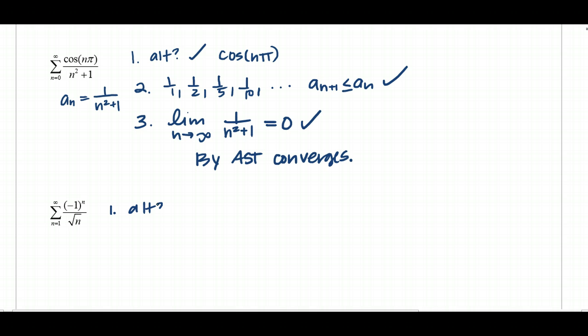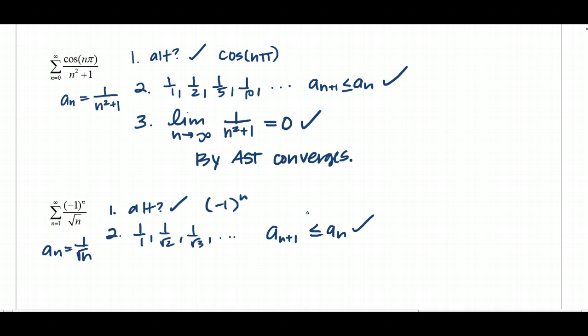So alternating, yes it is. It has this negative 1 to the n term. Two, the general term, so my a sub n is 1 over the square root of n. So we have to decide if these terms are getting smaller one by one. So I'm going to have 1 over 1, 1 over rad 2, 1 over rad 3, and so on. So yes, we have a sub n plus 1 is less than or equal to a sub n.